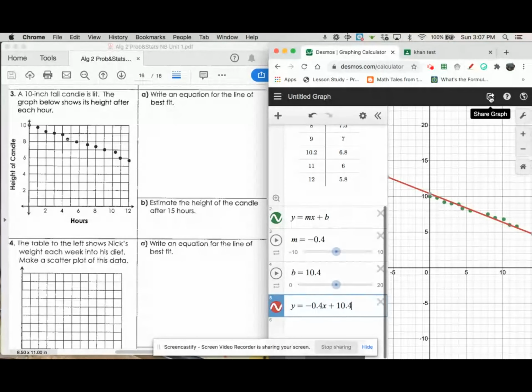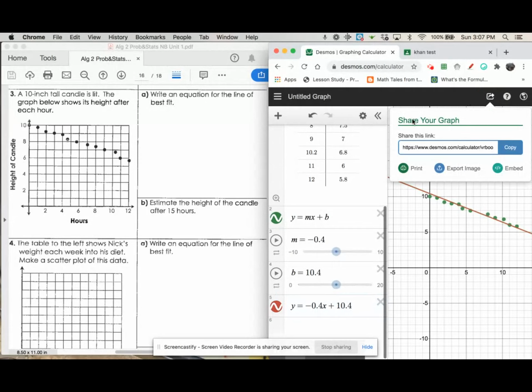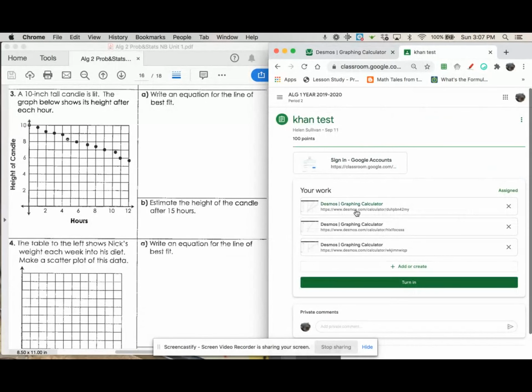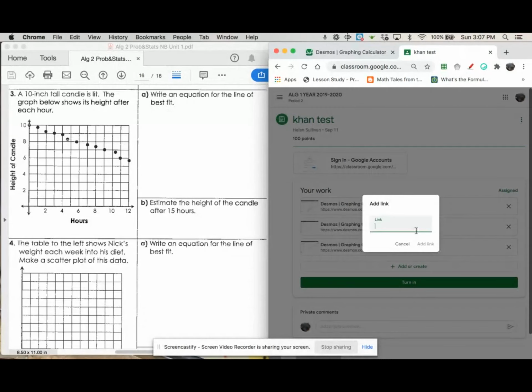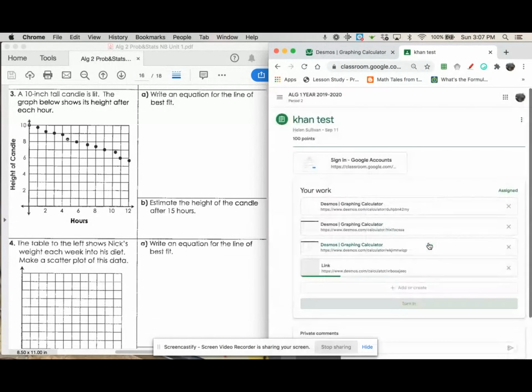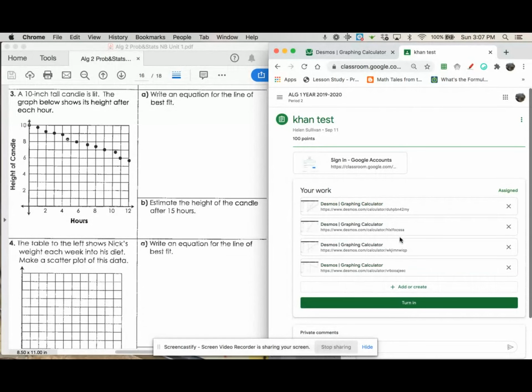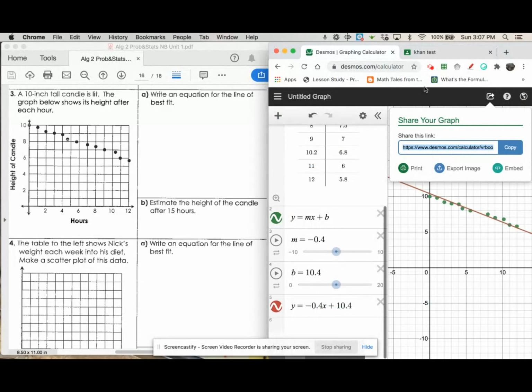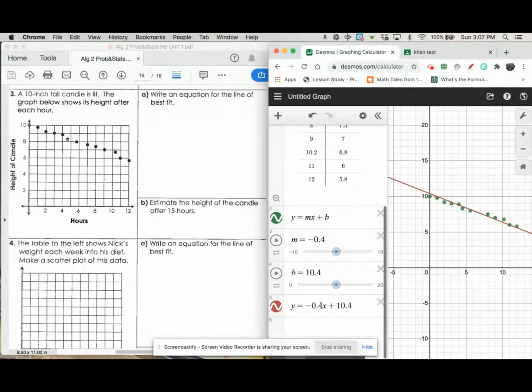And again, I want to capture that. I'm going to make a copy of the link. I'm going to go to my assignment. I'm going to add it, paste it in, and then there is my fourth graph. So for each example I've done so far, I have a graph ready to post for this assignment. So I'm going to write y equals negative 0.4x plus 10.4 in my notes.